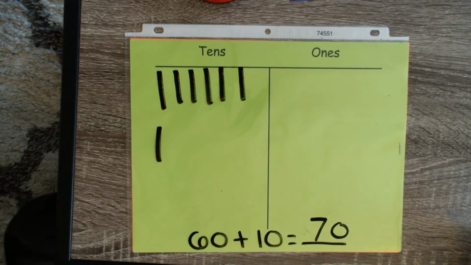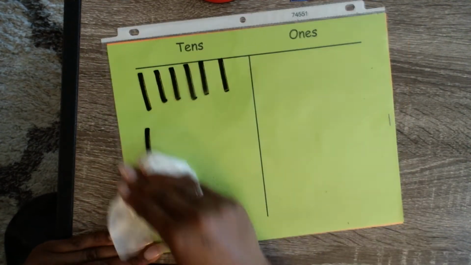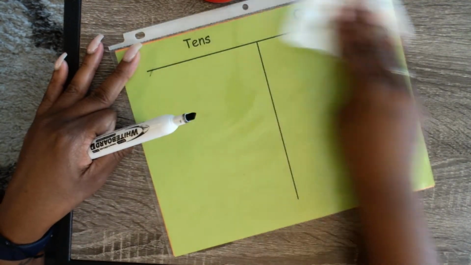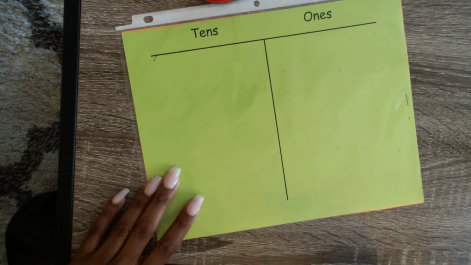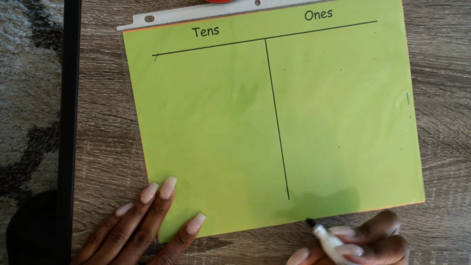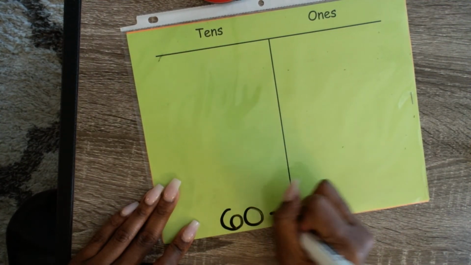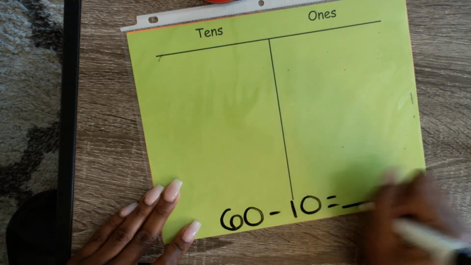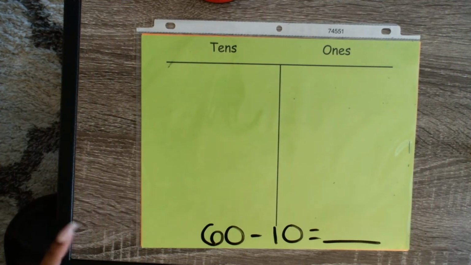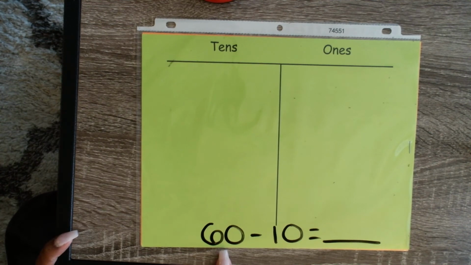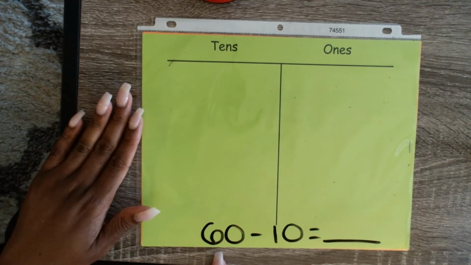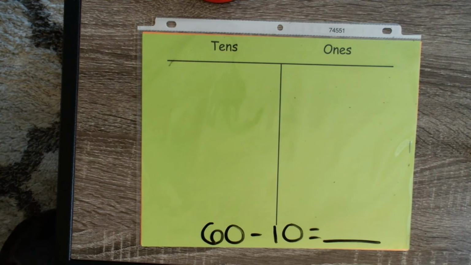All right, so now, guys, we're going to do 10 less. Our next equation is going to be 10 less. So let's try the same equation, but we're going to change that plus sign to a minus sign. So 60 minus 10 equals blank. Just like the last time, we're going to build the first number, the bigger number. Whenever you're taking away, you're always taking away from the bigger number, okay? We can't take 60 from 10, but we can take 10 from 60, okay?